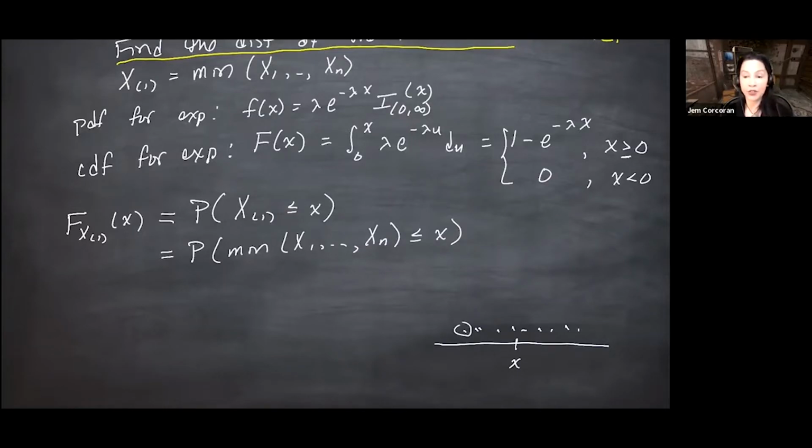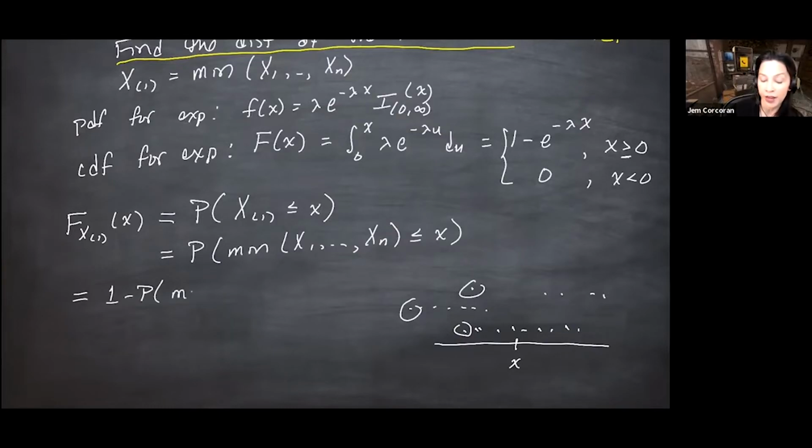There's the sample I just drew. I could have them all less than x. I could have one less than x and then all the others up here. I can't really tell you where the x's are by saying the minimum is less than or equal to x, which is why we want to turn this around and write this as 1 minus the probability that the minimum is greater than x.